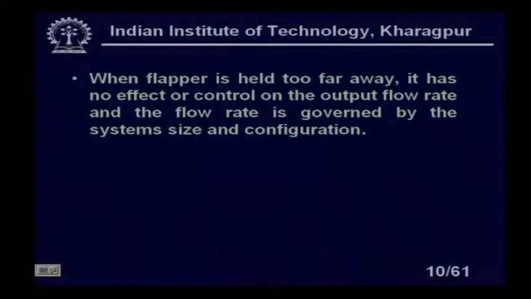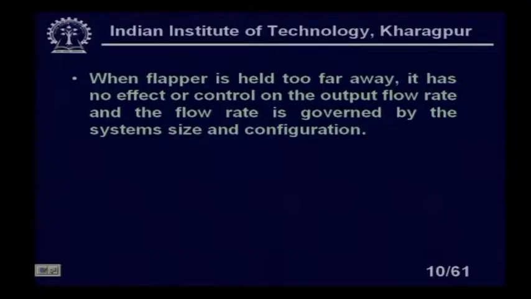When the flapper is held too far away, it has no effect or control on the output flow rate, and the flow rate is governed by the system size and configuration. That is also more important, because this will tell you the total range of the flapper nozzle system, that means the total range of the displacement sensor we are going to design. Suppose the flapper goes far away from the nozzle. At that time there is no control over the bleeding of the air, because ultimately by the movement of the flapper I have to regulate the air which is coming out from the nozzle. If I can't, then obviously there is no control. Wherever you put it, the output pressure will not change, with continuous bleeding of the air to the atmosphere. So it depends on the system geometry, size and configuration.